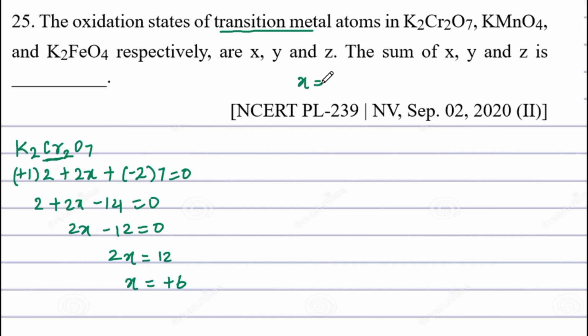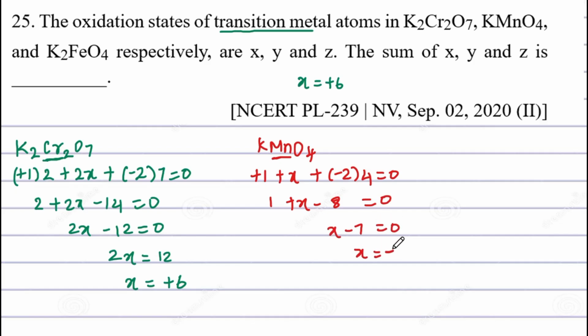So the oxidation state of chromium in potassium dichromate is plus 6, and the x value is plus 6. Then the next compound is KMnO4. Here the transition metal is manganese. Again potassium group 1 element plus 1 plus x plus oxygen minus 2 into 4 equal to 0. So 1 plus x minus 8 equal to 0, x minus 7 equal to 0. So the value of x is plus 7. But here you have to change the variable, so let us keep this as y. The value of y is plus 7, so the oxidation state of manganese in potassium permanganate is plus 7.